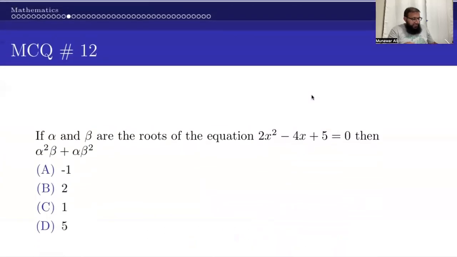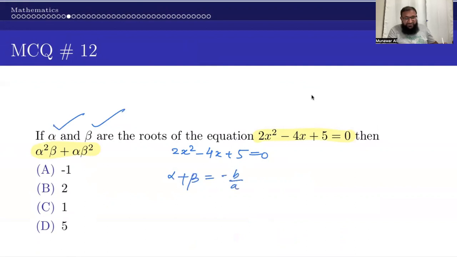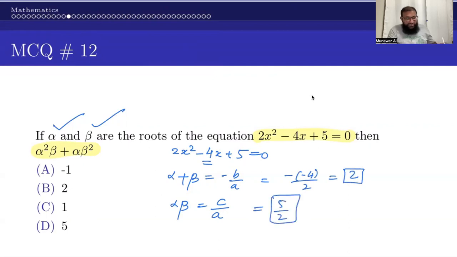So MCQ number 12, which is really simple. We need to find out this value, and we are given this equation. So from this equation, you can see 2x square minus 4x plus 5 equals 0. And alpha and beta are roots of this equation. So you know very well, sum of roots is minus b by a. These are the formulas that we study in our first year mathematics. And the product of roots is c by a. Just put the values. B is negative 4, A is 2. This becomes 2. And C is 5, A is 2. This becomes 5 by 2.